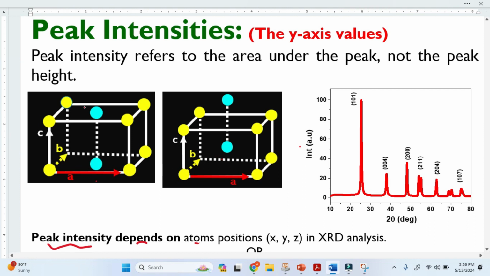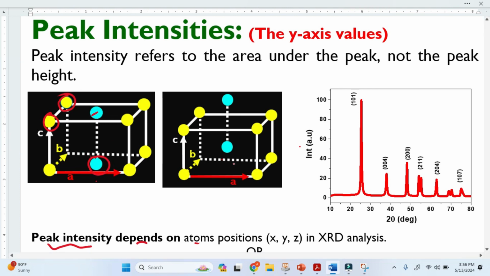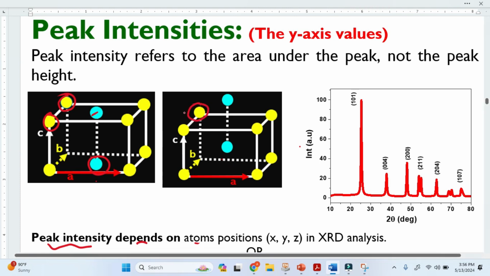We know that each unit cell has two atoms per unit cell. One atom is from the corner and one atom is from the base. This atom is for another unit cell. So, two atoms per unit cell. If you look at the body centered unit cell, also one atom is from the corner and one atom is from the body. So, two atoms per unit cell.